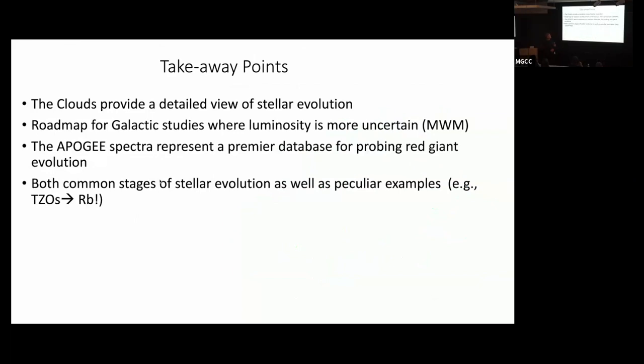For example, things like Thorne-Zytkow objects that have been hypothesized. One has been claimed to have been found in the SMC. Rubidium is really the indicator of a Thorne-Zytkow object. And rubidium is very difficult in Apogee, but if you increase the abundance by a couple hundred, which is what TZOs predict, you'll see it. And I'll leave it at that. Thank you.